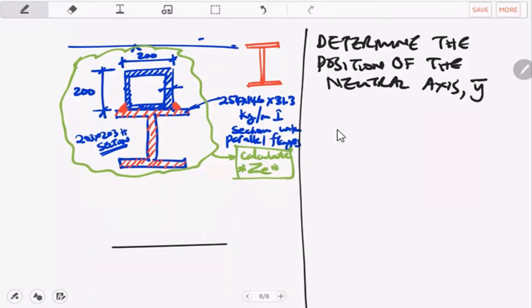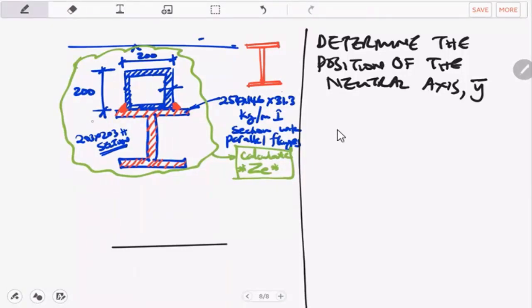What is the relevance of calculating the position of the neutral axis? It is because we will then use this position of the neutral axis to calculate the second moment of area. Then once we have determined the second moment of area, we will be in a position where we can determine the section modulus.